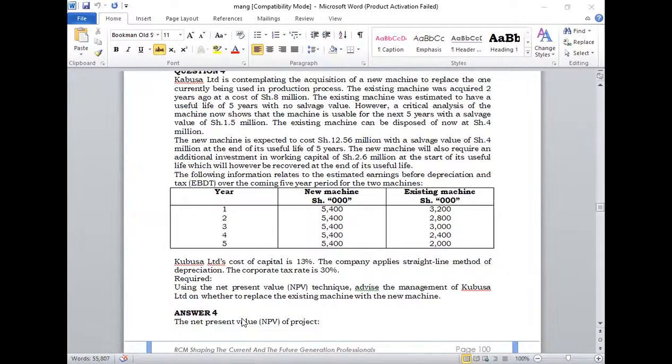So, ladies and gentlemen, I would want us to go slowly with this. First of all, I would want you to give me the initial cost, the initial outlay of replacing the old machine. I would want everybody to compute the initial outlay of replacing the old machine. I'm giving you 3 minutes.